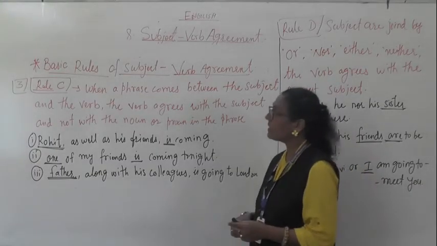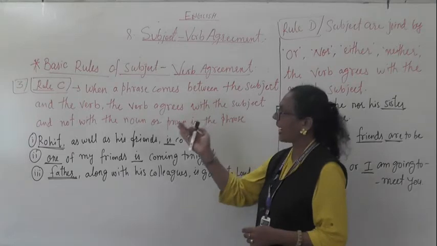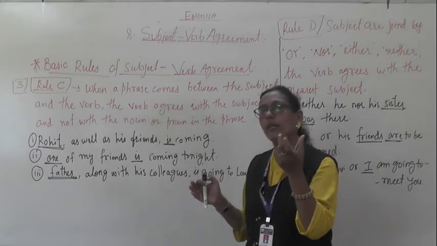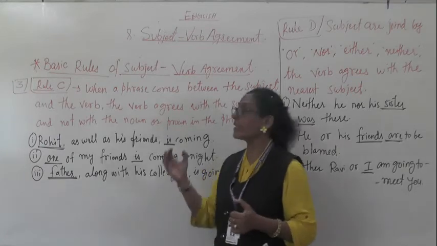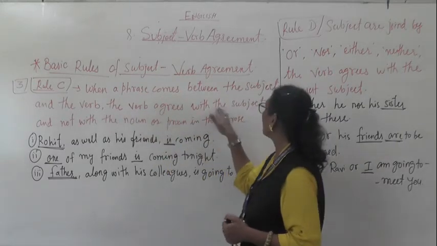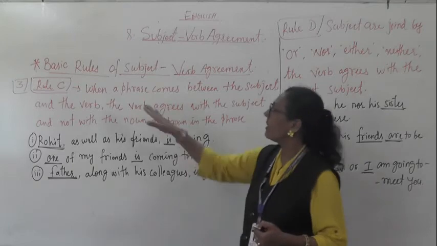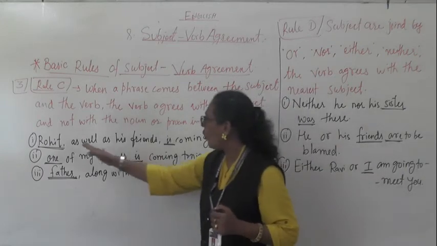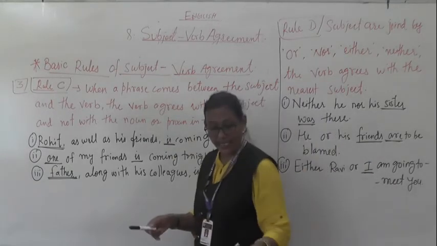Now we'll see the next rule, that is rule number C. Rule number C is when a phrase comes between the subject and the verb. What is meant by a phrase? A phrase is a group of words that gives meaning but not complete meaning. So when a phrase comes between the subject and the verb, the verb agrees with the subject and not with the noun or pronoun. I repeat and I will make you understand this. When a phrase comes between the subject and the verb. Which is a phrase over here? "As well as" is a phrase.